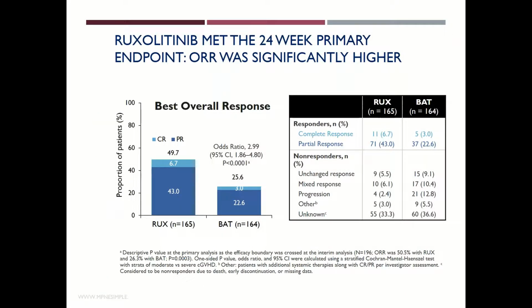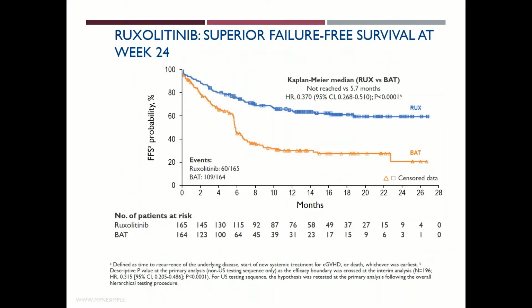Ruxolitinib met the 24-week primary endpoint, demonstrating a higher overall response rate of nearly 50% compared to best available therapy, where the response rate was only 25%. Complete responses were not common in either group, but partial responses were nearly double in the ruxolitinib arm compared to best available therapy, and there was a lower rate of chronic GvHD progression in the ruxo-treated patients at 2.4% compared to 13%. The drug was also associated with better failure-free survival at week 24.